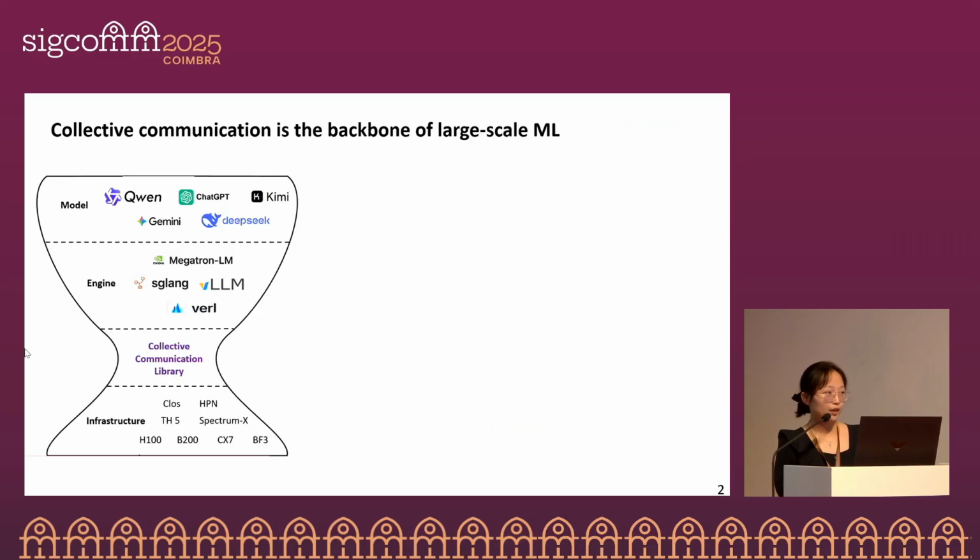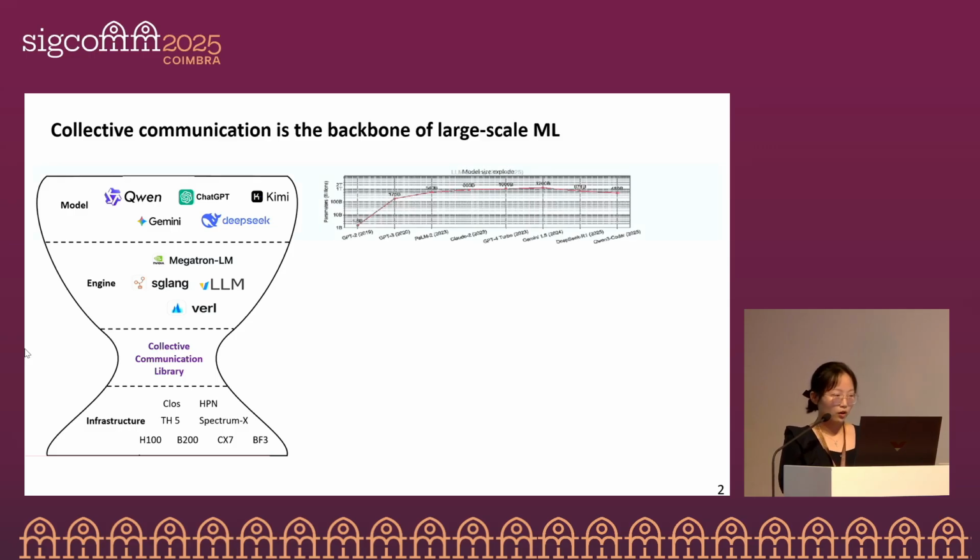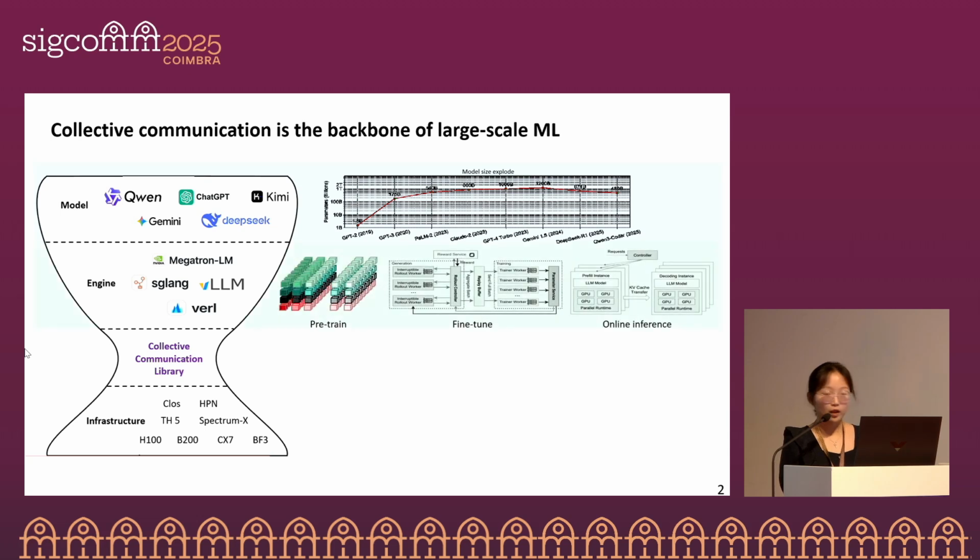Let's start from the big picture. Collective communication is the backbone of large-scale machine learning. Over the past few years, model sizes have exploded. Parameters just keep increasing. A model may experience multiple stages, such as pre-training, fine-tuning, and online inference. And each stage needs different communications.